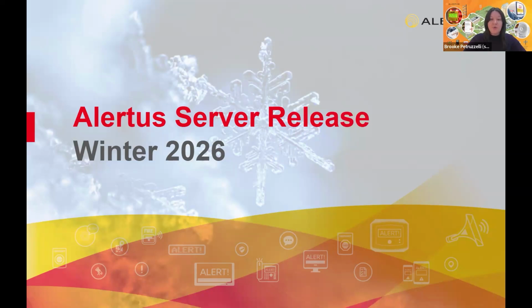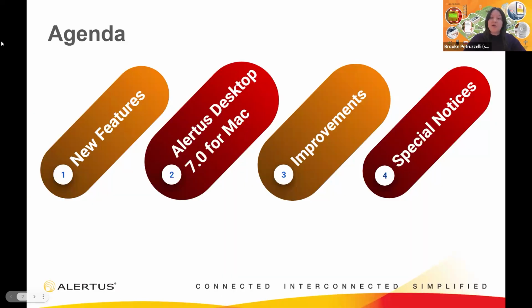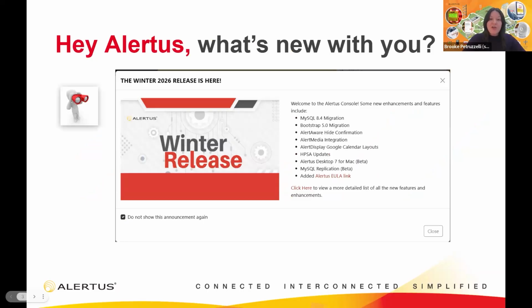So during our time together today, we will cover our new features, which are exciting additions to our system, the functionality of our newest desktop client for Mac, improvements to our system, and special notices, including important announcements. So jumping in, when you log into your Alertus console for the first time after updating your software, you will see a pop-up screen that lists the newest features. There is a click here button that will provide a full list of the changes and upgrades, which we'll cover in today's presentation as well.